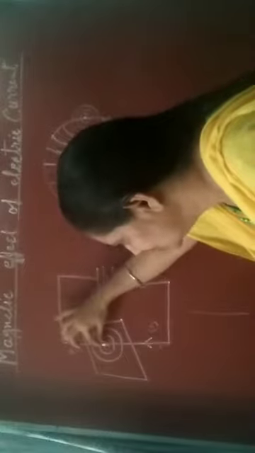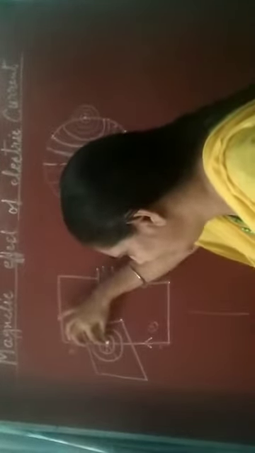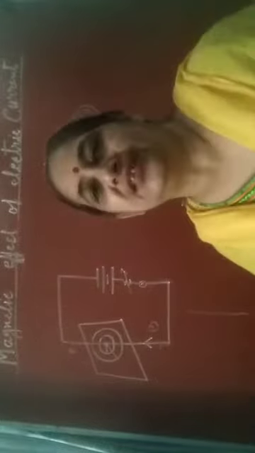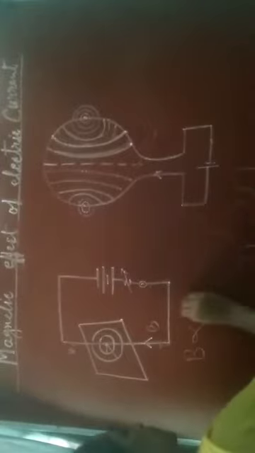So this concentric circle must have one center. The distance from the center is called the radius. As the distance from the center increases, the magnetic field decreases. So the magnetic field here depends upon the radius. Magnetic field is inversely proportional to radius. When the radius increases, the magnetic field decreases. When the radius decreases, the magnetic field increases.